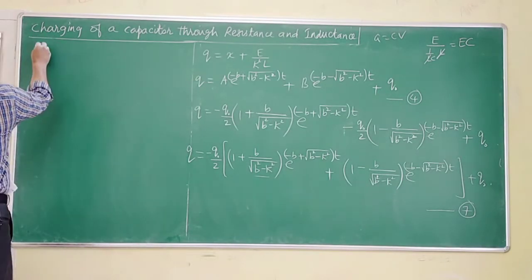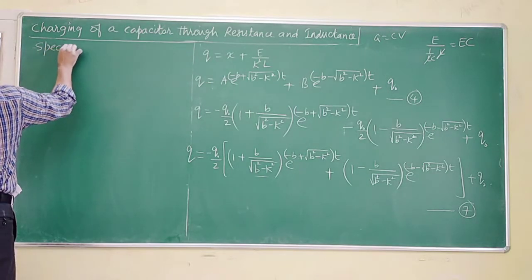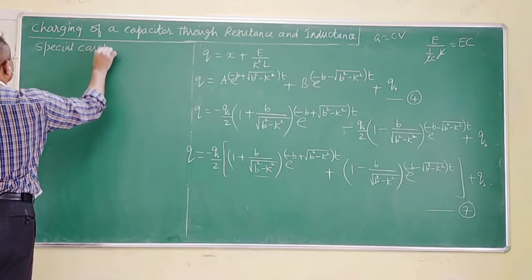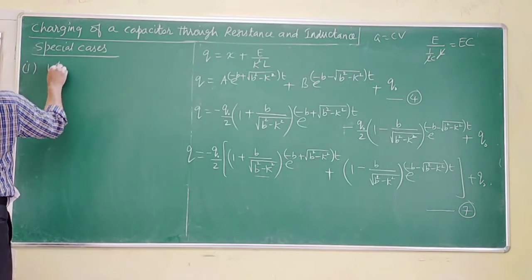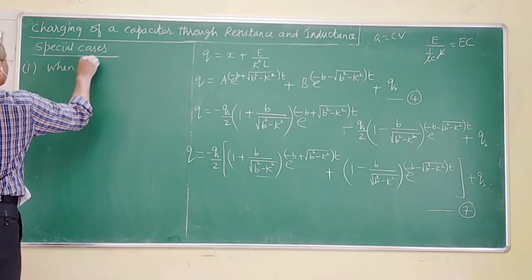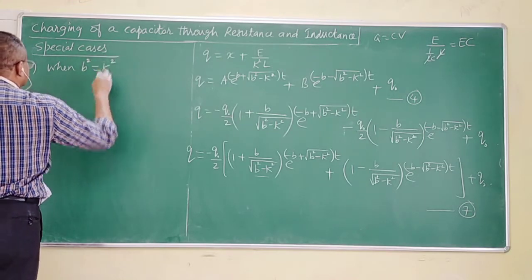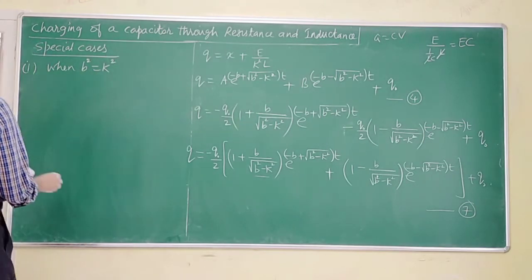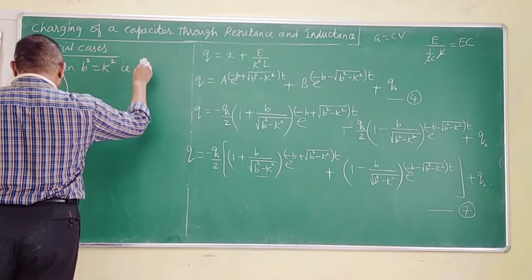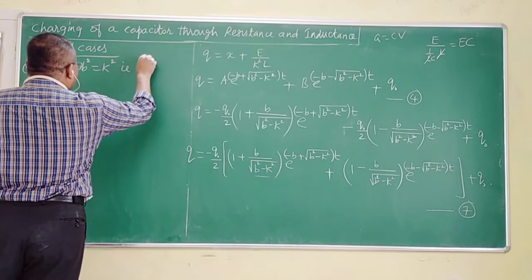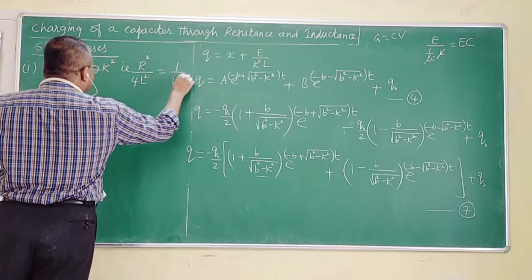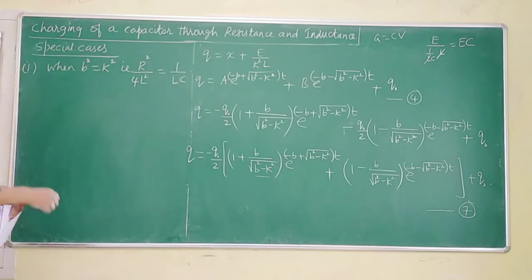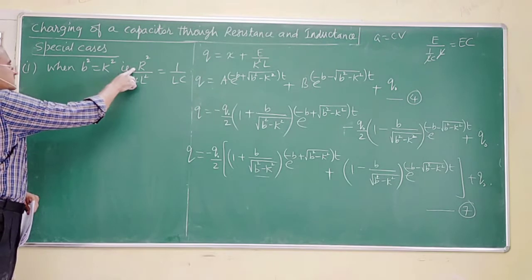Now, sir, special cases. First case is this case, when B squared is equal to K squared. When B squared is equal to K squared, what does it exactly mean? R squared upon 4L squared is equal to 1 upon L squared. This is what it means. Okay?